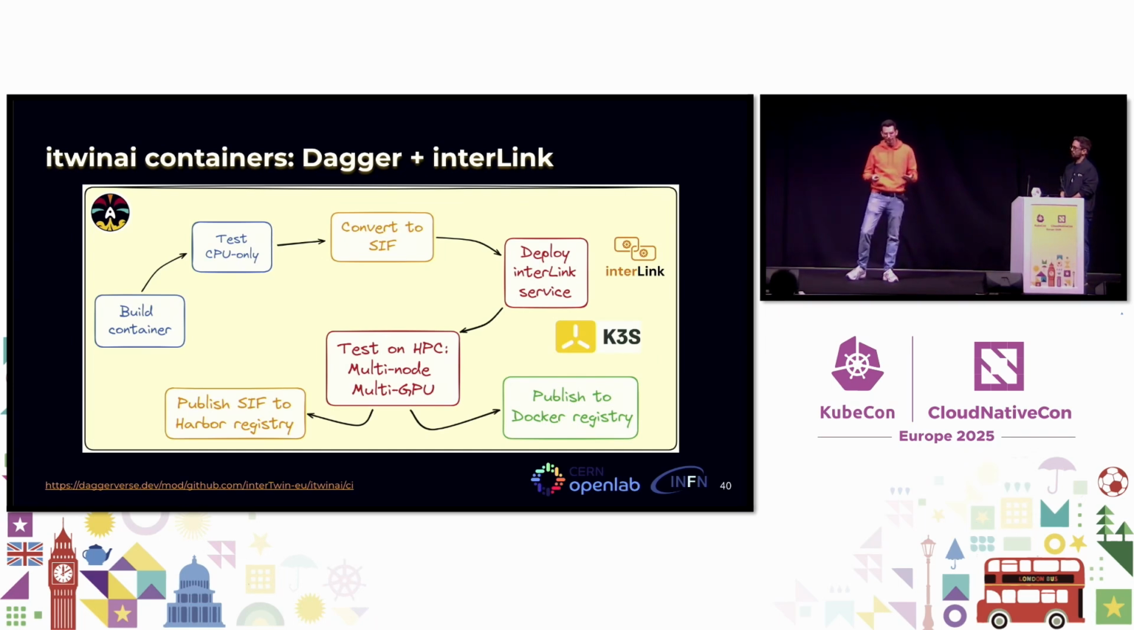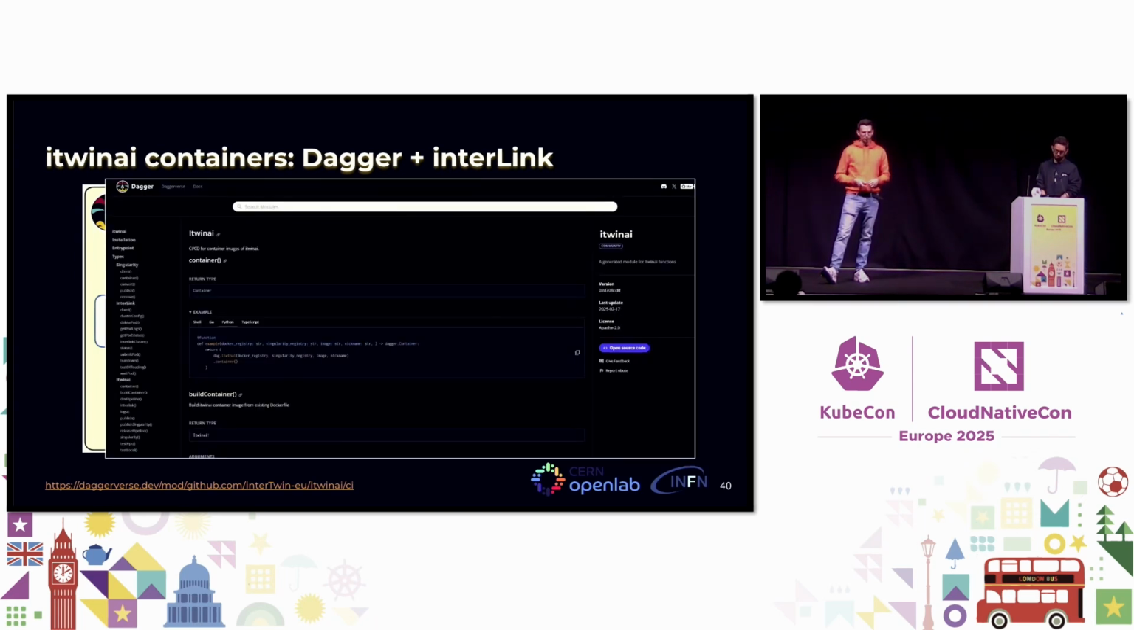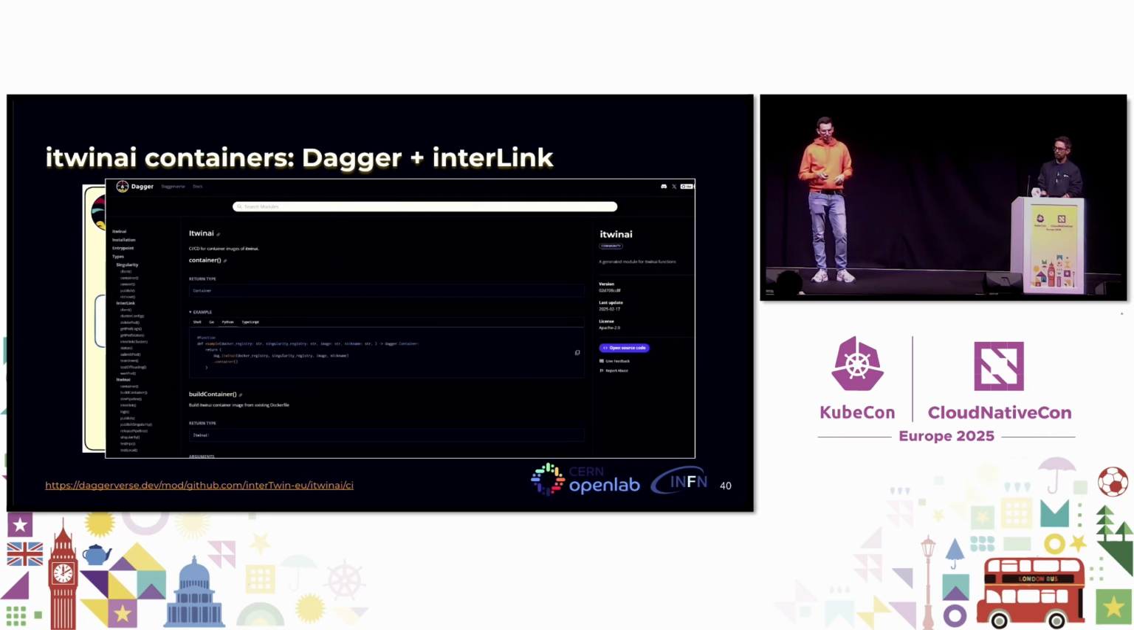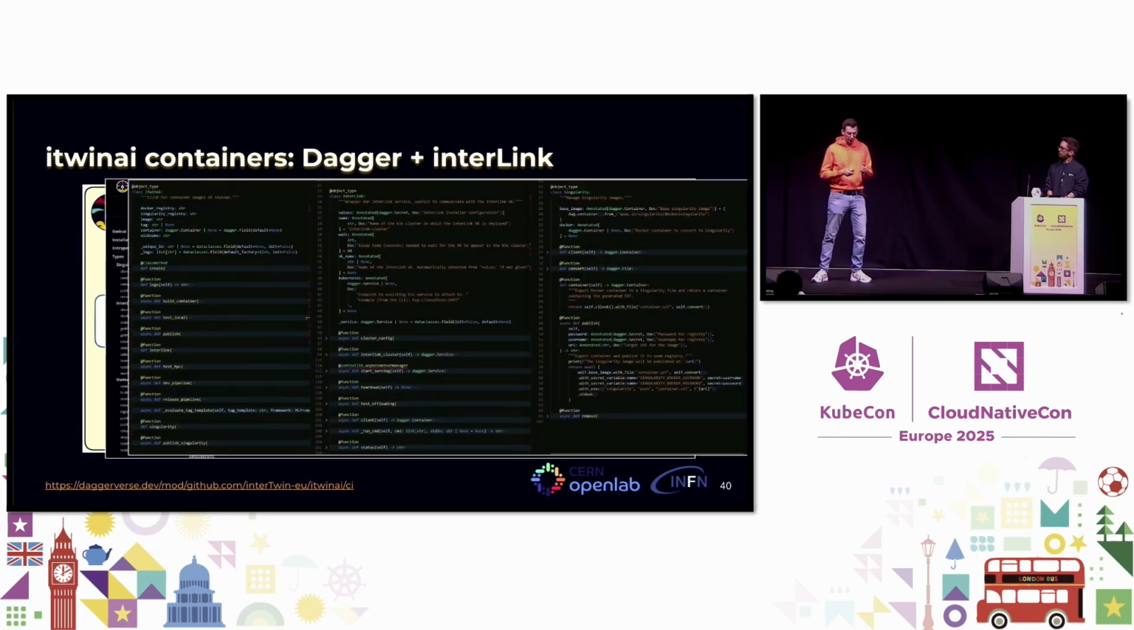If the tests are passing, great. We can publish the new version of the container image both to a Singularity image registry and to a Docker container registry. This is implemented as a Dagger module, and you can find it on the Daggerverse. I'm sure not everyone can read this, but it is just to give an overview of the code. So in practice, how does it look?